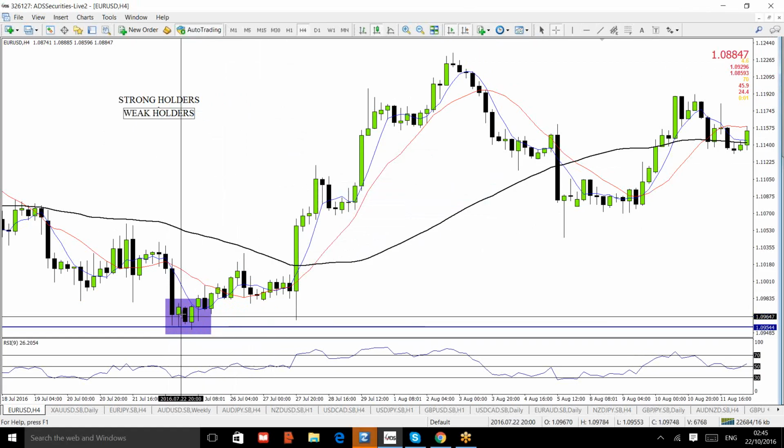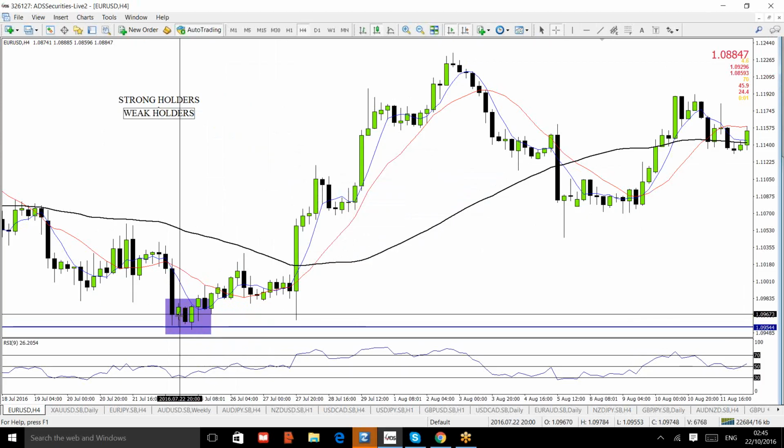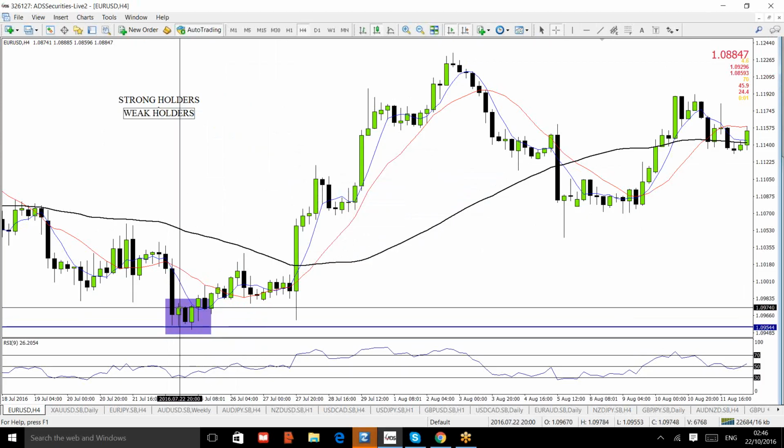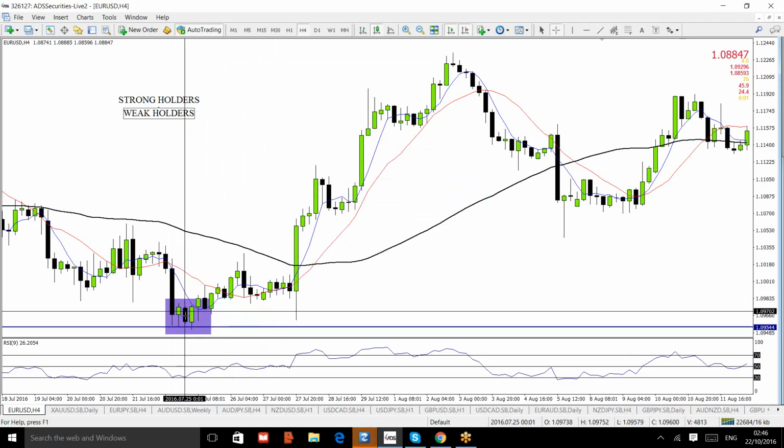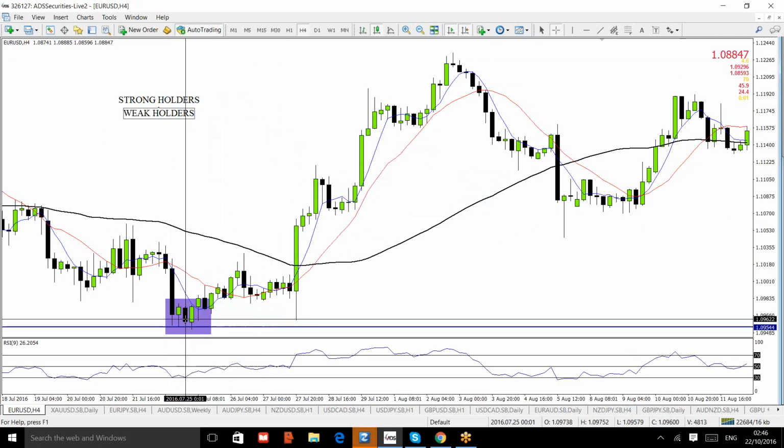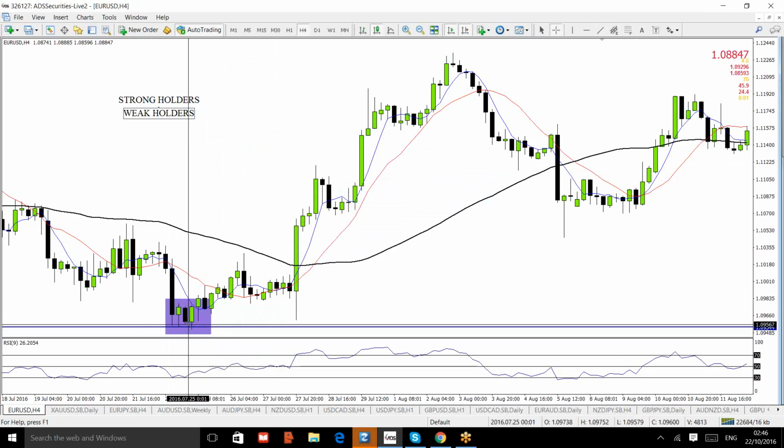But this candle represents what? Small buyers in the market. Yes? Little buyers, weak holders in the market. These are weak holders. The next candle is a bearish candle. Remember, guys, it's a bearish candle, but it fails to break the low of the previous candle. Yes? Did I say yes?